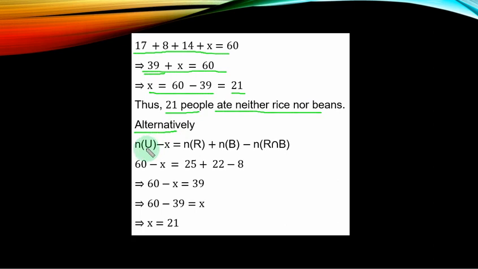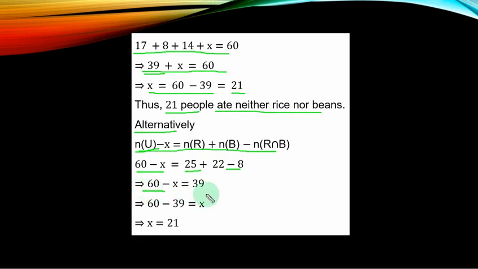Alternatively, you can as well use the formula for union of two subsets, and because S people ate neither rice nor beans, you subtract it from the universal set. So you have 60 minus S equal to 25, those that ate rice, plus 22, those that ate beans, minus 8, those that ate both food.